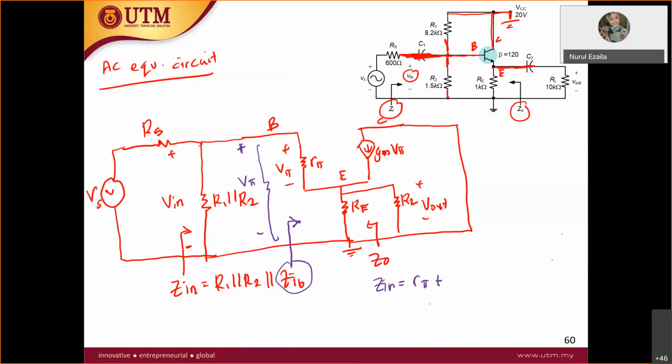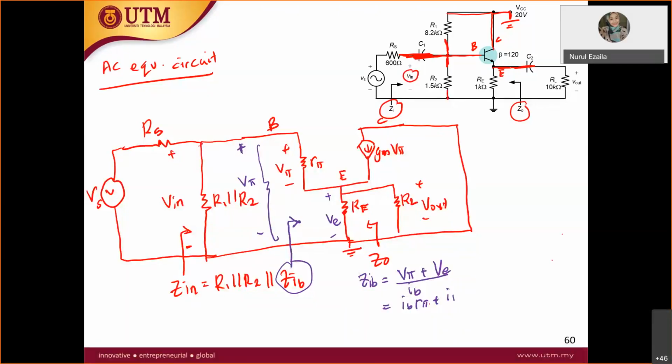So let's do it one more time. Z in B is equal to the V total, which is V pi plus VE, over IB. We know that V pi is IB R pi. But VE is equal to IB times beta plus 1, because this is IE, times the total resistor at VE over there. What are the total resistors there?